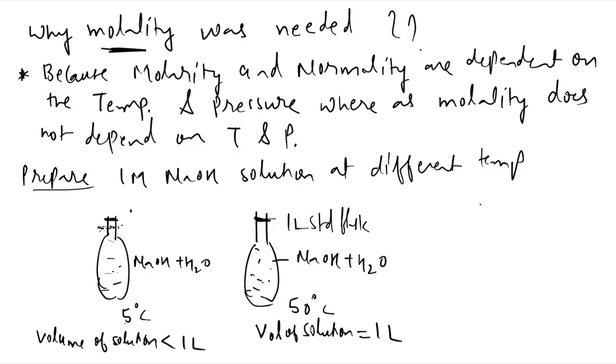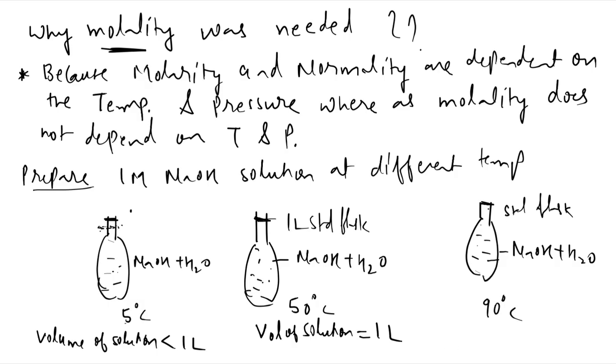Now let's take the third case. In the third case, you are taking the same standard flask. You are preparing the same NaOH plus water, but this time let's raise the temperature to 90 degrees Celsius. Of course you know that with a rise in temperature the volume slightly increases. So this time the volume of solution will be more than 1 liter.